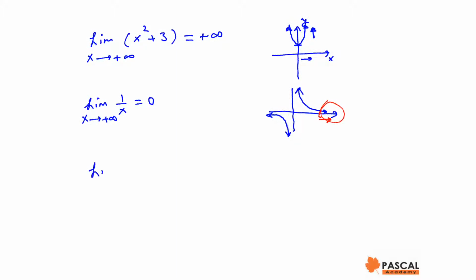Similarly, we can talk about limit of f of x as x approaches negative infinity. This means x moves to the left, and absolute value of x is getting bigger and bigger. By looking at the graph of y equals 1 over x, we see when x approaches negative infinity, limit of 1 over x is also 0.